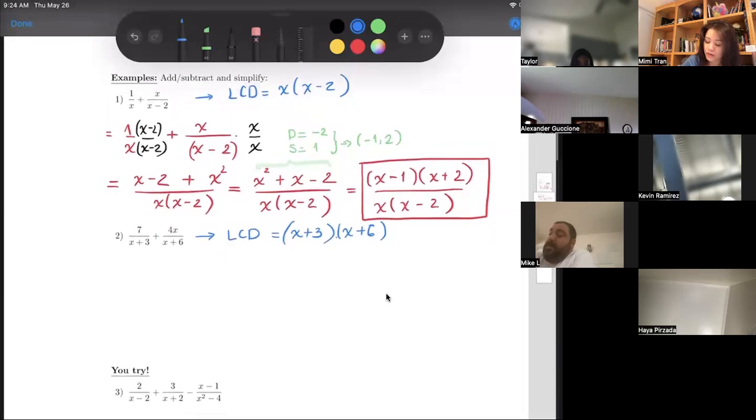Okay, and the second step, what do we do? You fill it in, right? Whatever is missing, you fill it in. So I'm just rewriting this, leaving a little space. The first one is missing x plus 6, so I multiply by x plus 6 over x plus 6. I should put parentheses around there. And the second one is missing x plus 3, so multiply x plus 3 on the top, and then x plus 3 on the bottom.